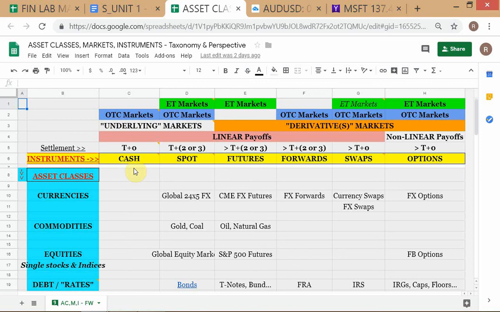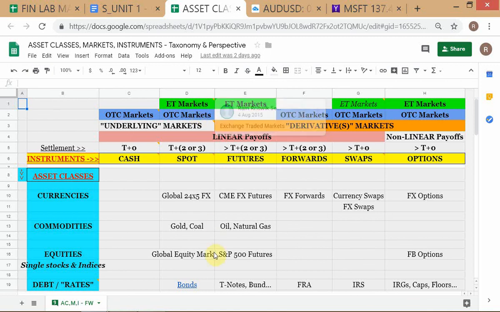Full form of OTC is over the counter markets. That's all there in your notes. Even when you go to a pharmacy, you sometimes buy OTC drugs, typical painkillers like paracetamol. These are called OTC drugs because you can buy them over the counter without a prescription. The same meaning of OTC applies here, and ET is exchange traded. ET means exchange traded markets. So what am I trying to show you here? Cash markets are only OTC markets, and spot markets can be OTC or they can be exchange traded.